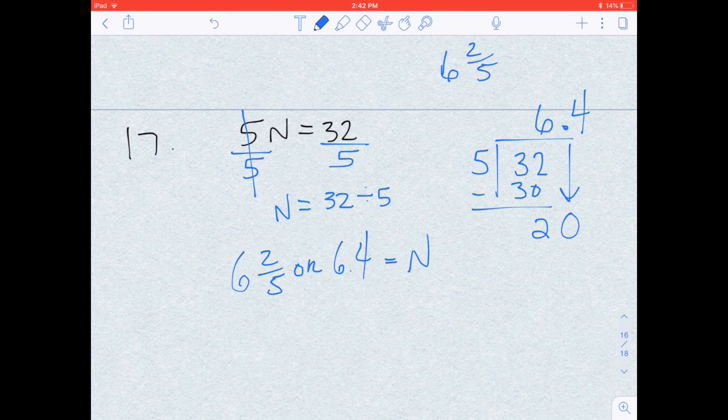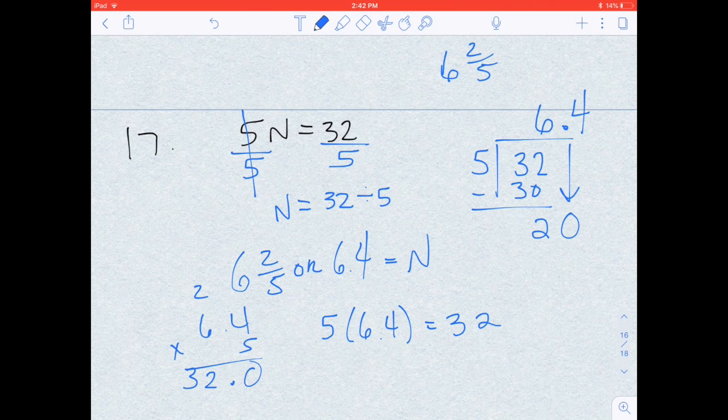And I check my work. I say 5 times 6.4 equals 32. Does that work? 6.4 times 5, 0, carry my 2, 30 plus 2, 32. Yay, it works. Check.